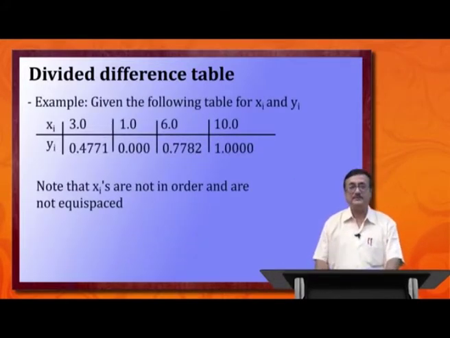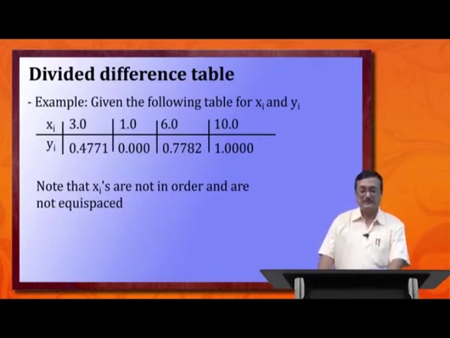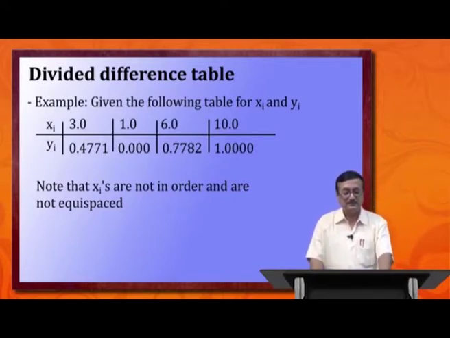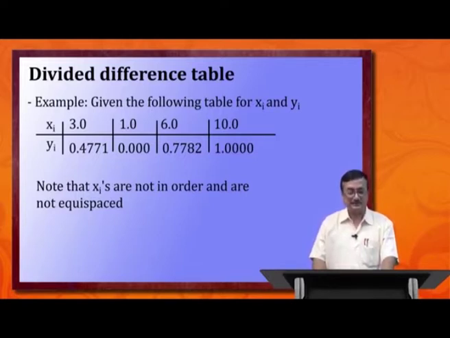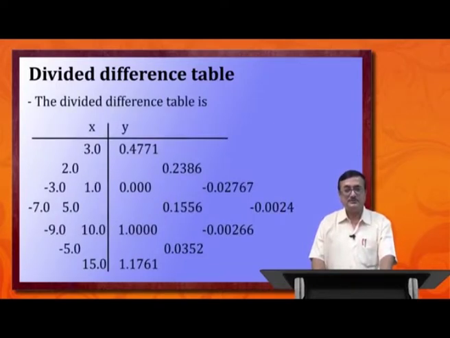As a part of the problem, let us consider the following problem. We are given the following table for xi and yi. Given xi to be 3.1, 1, 6.0, 10.0, 15.0. Observe that the xi's are not in order. This is allowed in the case of divided difference and also in Lagrange's. Obtain the divided difference table. I have used the abbreviation DD for divided difference. Obtain the divided difference table and find y at x is equal to 6.9.